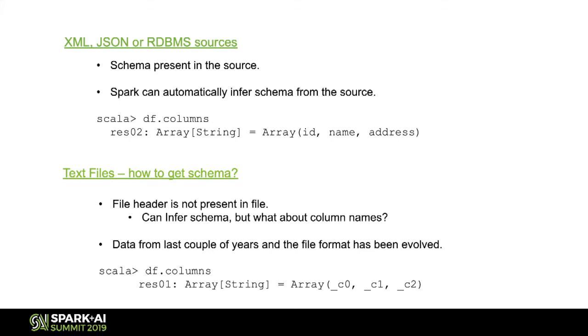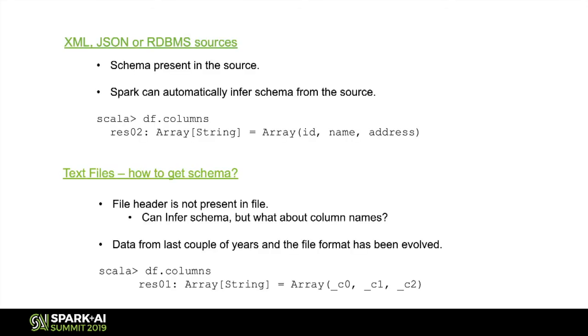So now in the text file, how to get the schema? The file header is not present. It can infer the schema when you're reading the file, but how about the column names? And the data from the last couple of years, the file format has evolved. So here you see, if I see dataframe.columns, the columns come like this: C0, C1, C2, C3, C4, C5, right?